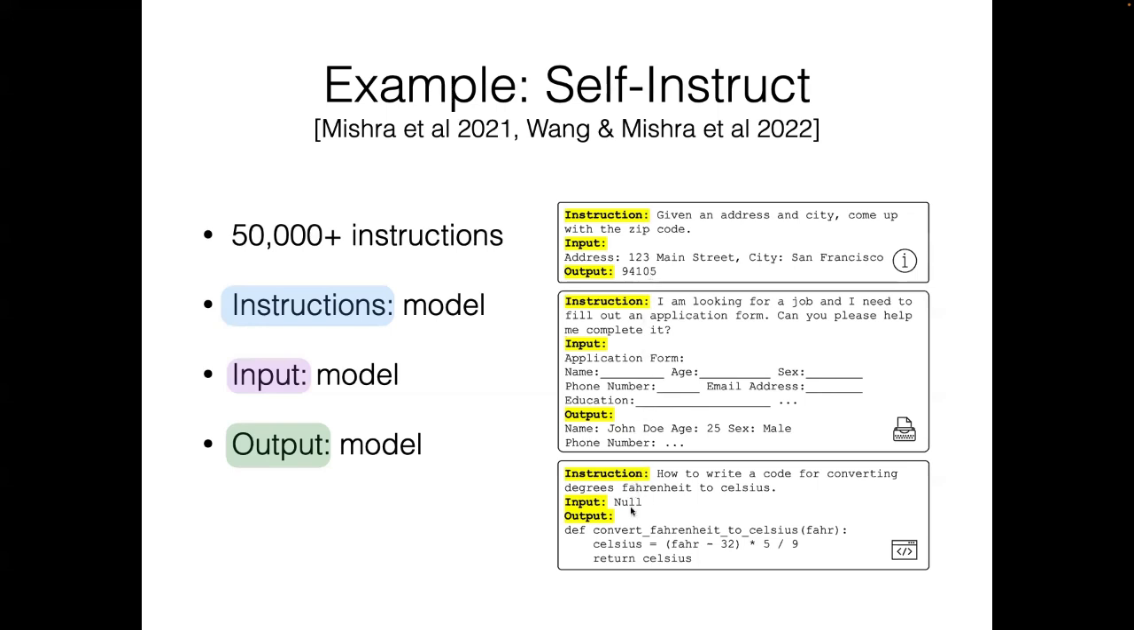This one's kind of interesting. You can have tasks where it's hard to distinguish between what's the instruction and what's the input. So it just leaves the input empty and then says to generate some code. Can anyone think of some potential limitation with this paradigm?